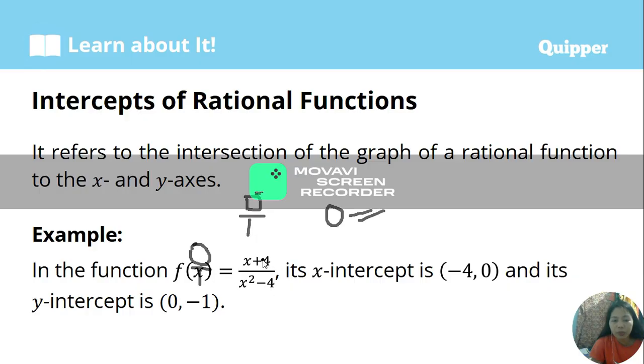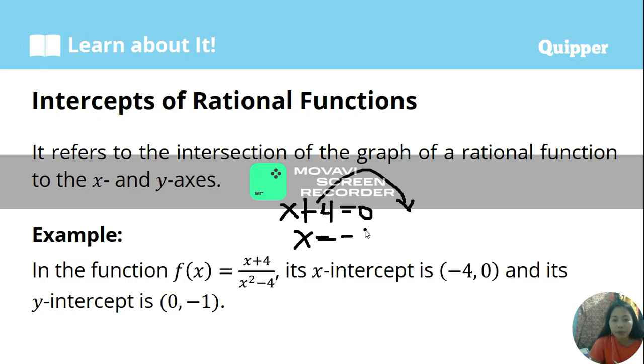Next, we will multiply x plus 4 times 1. Any number multiplied by 1 is the number itself. So in other words, that will be x plus 4 equals 0, because 0 times x squared minus 4 is 0. Then 4 is transposed, so that becomes negative 4. So our x-intercept is negative 4.